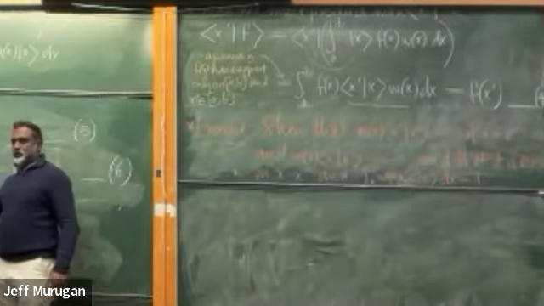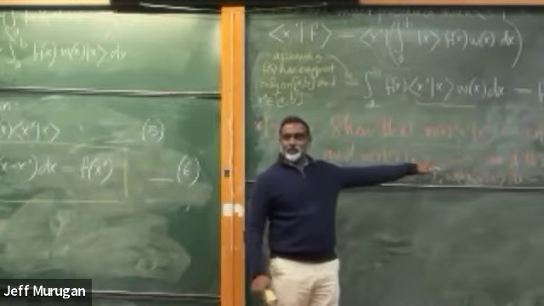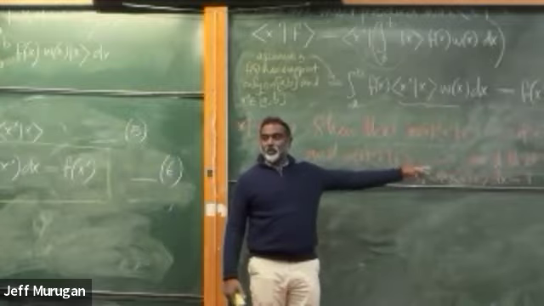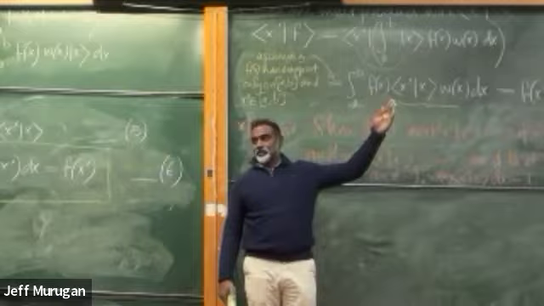I'll tell you why it's weird. You can see why it's weird already from here. This function is zero everywhere except at one point where it's infinity. But if you integrate this function over the domain, you get one. Yes?